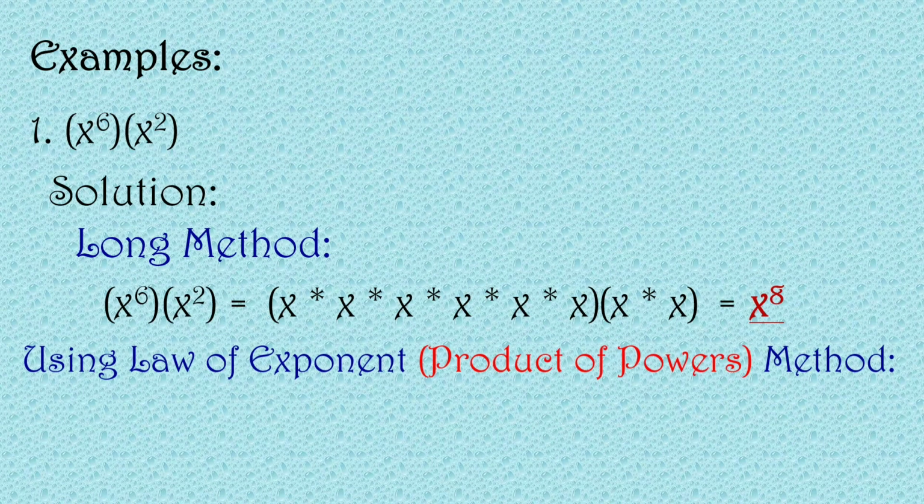Pero sa shortcut method, using the law of exponent na product of powers, pag nag-multiply tayo ng dalawang exponential expression, kokopyahin lang natin si base. Ang base natin dito ay x. At i-add lang natin yung kanilang exponent. So, 6 plus 2 is equal to 8. Kokopyahin lang natin yung base, then add the exponent.